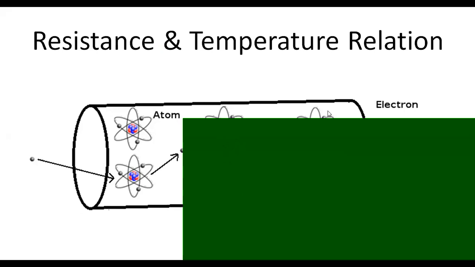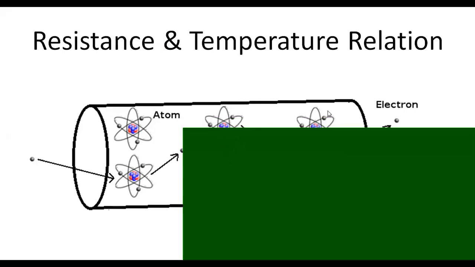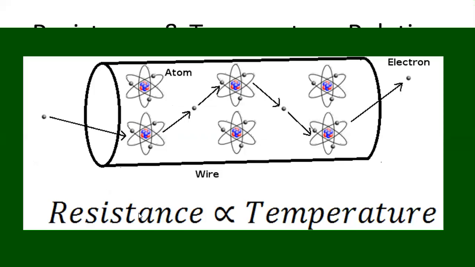Give me a response in the chat box, have you understood what is happening with temperature? If you increase temperature, atom speed will increase, electron speed will decrease, because atoms are moving everywhere. Okay, good. So the relation we have understood from this image is that resistance is directly proportional to temperature. That means if you increase temperature, resistance will also increase. That is the third thing we want to know today: resistance increases if temperature increases.